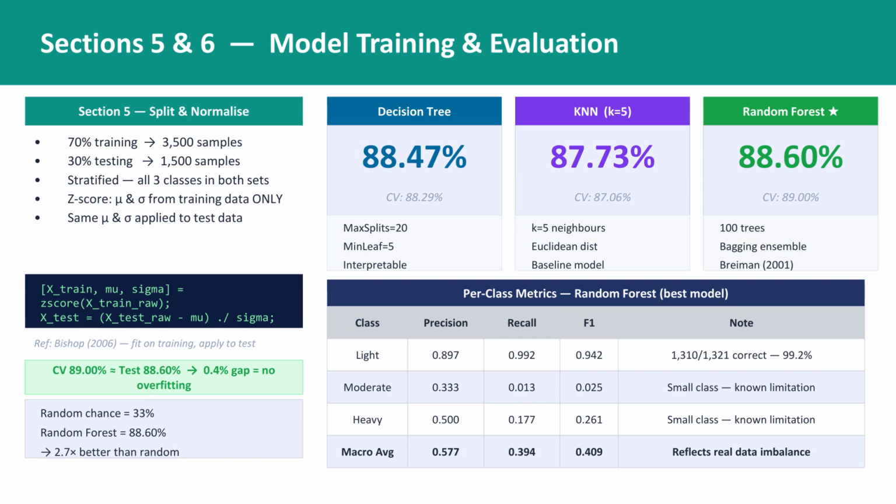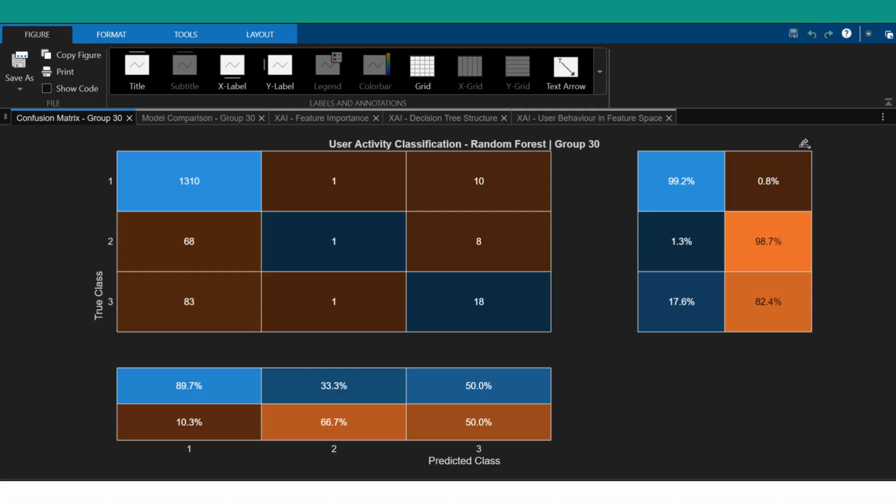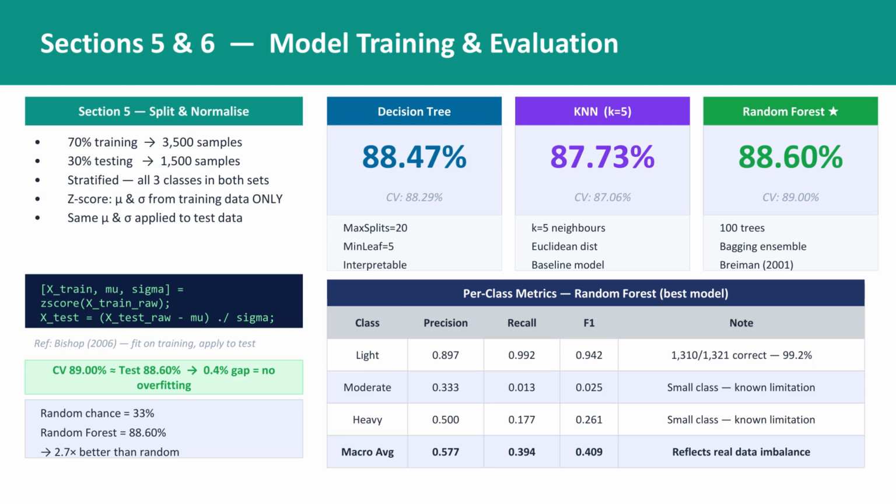As you can see in the confusion matrix, row 1 is light browser, and 1310 were correctly classified out of 1321. That is around 99.2% accuracy on the class. Also, our cross-validation score of 89% is only 0.4 percentage points away from the test accuracy, which shows that the model is stable and not overfitting.